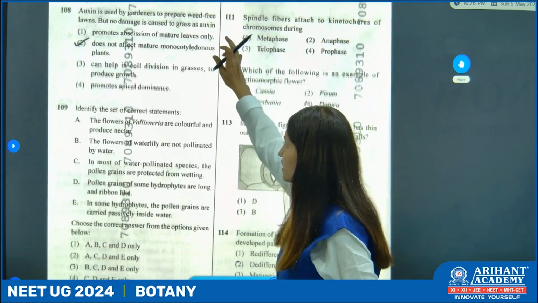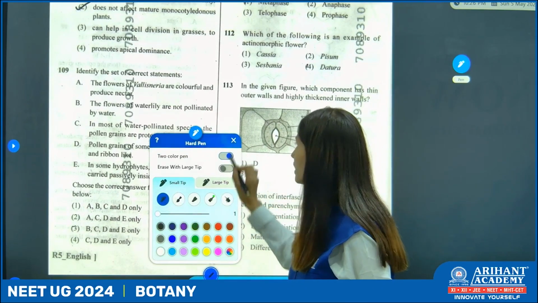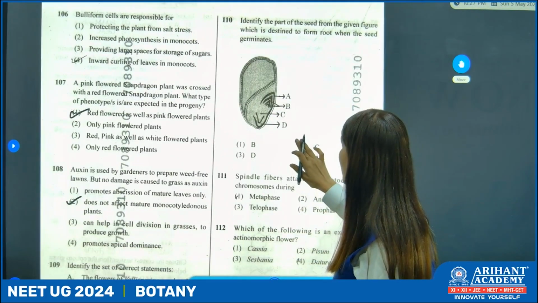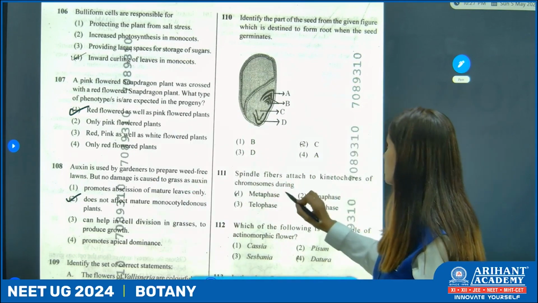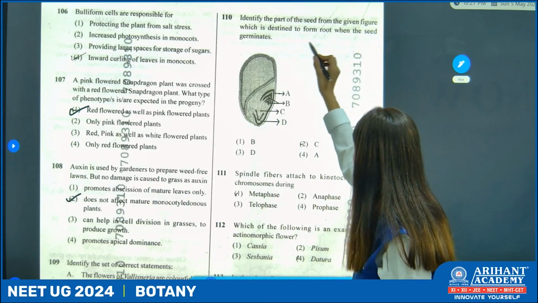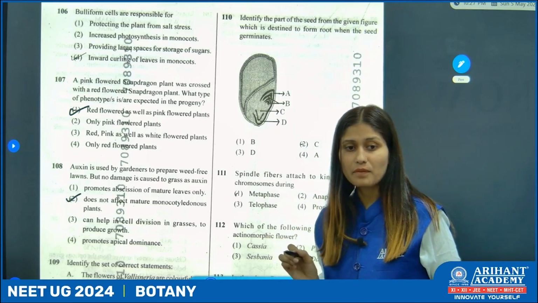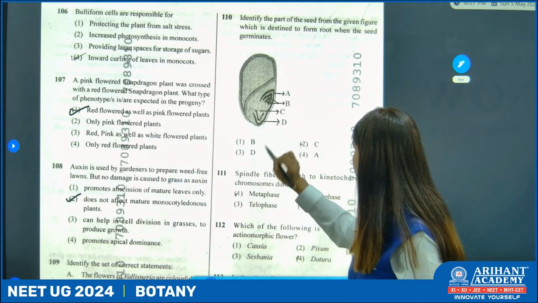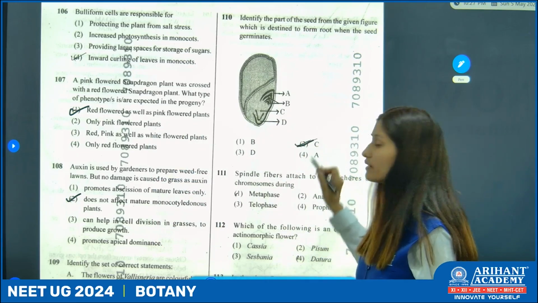Next question, 109. Identify the correct set of statements from this. The answer for this question is option 3. The next one is a diagram based question. Again, this diagram is from the book itself, nothing to get confused about. Identify the part of the seed from the given figure which is destined to form root when the seed germinates. Basically, this diagram needs to be marked for the radicle. C represents the radicle, so C would be the right answer here.